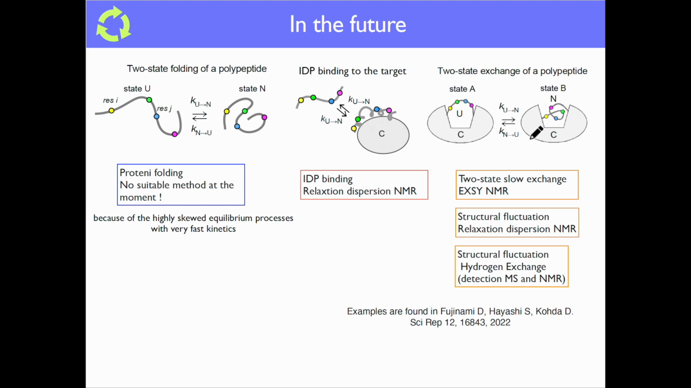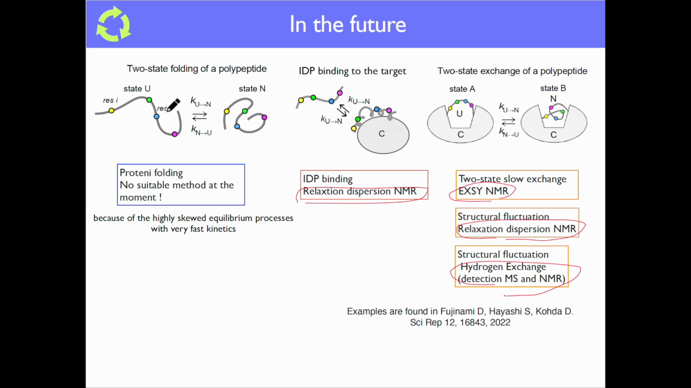In the future, we have shown LFER and QFER for two-state exchange of a polypeptide chain like this, using NMR, relaxation dispersion NMR, and hydrogen exchange studies. Also, LFER can be found in the case of ITP binding to the target, using the relaxation dispersion NMR method. These examples are found in this paper.